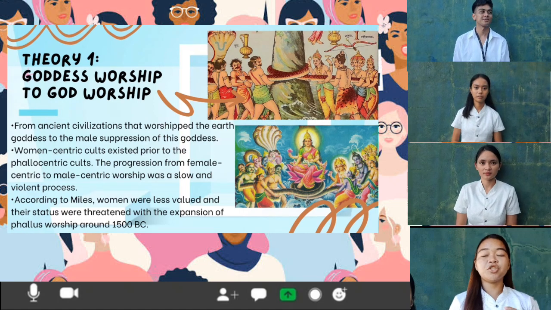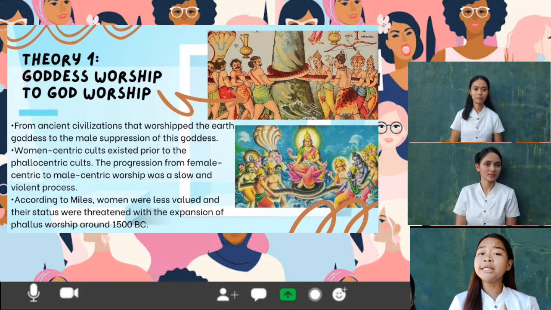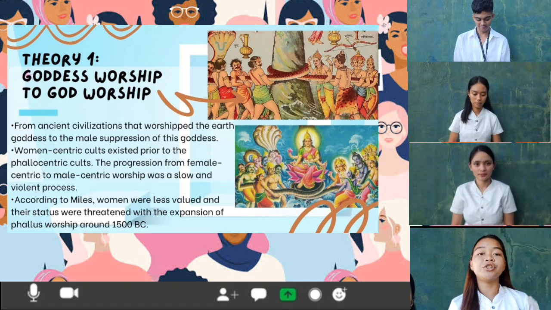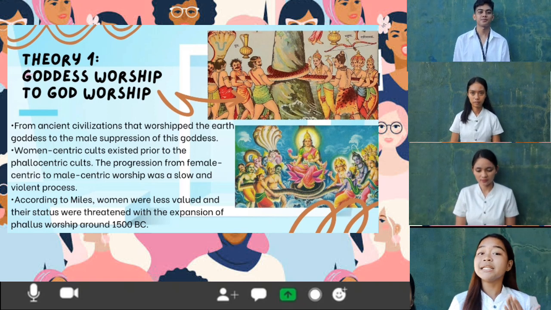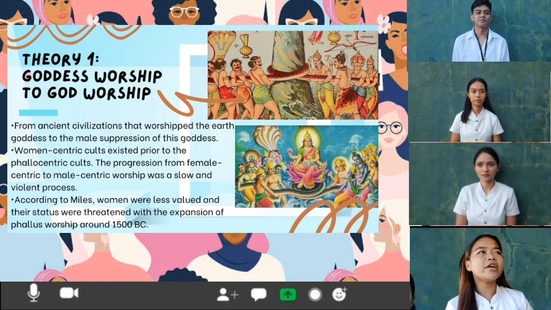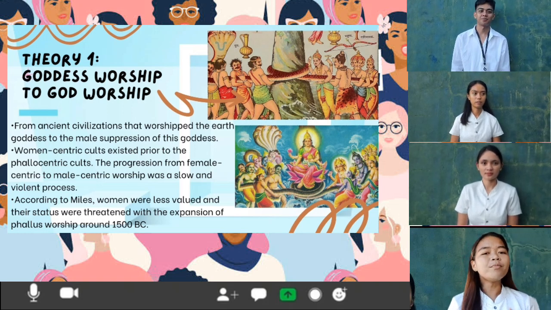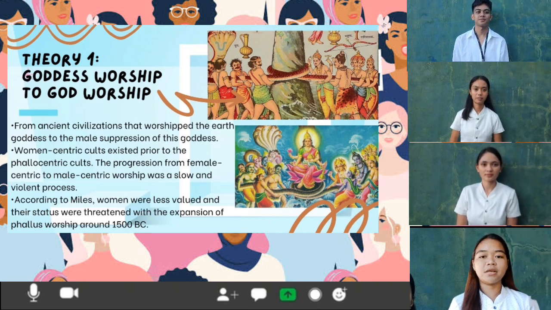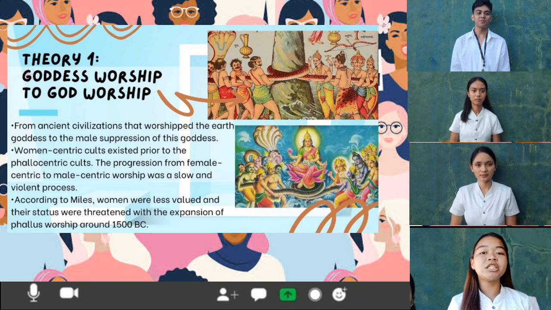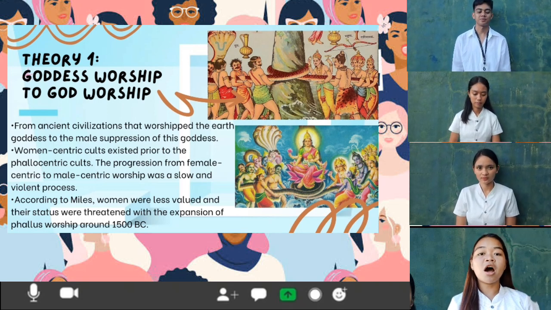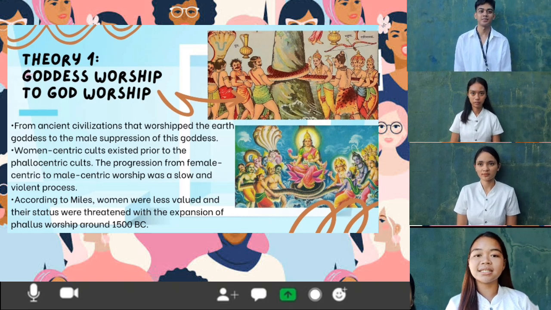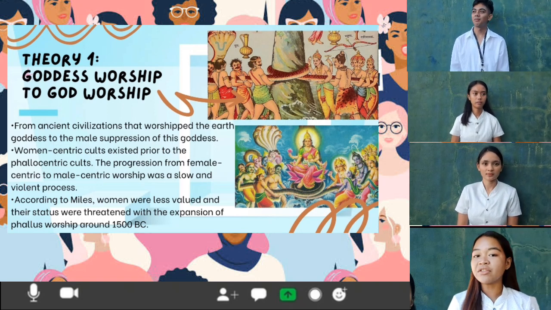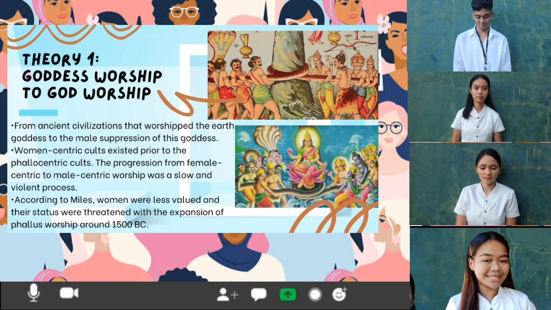There is a paradigm shift because earlier, women needed to be motivated and their family members had to be concealed to allow the woman to contribute to the nation. It could be by means of studying, getting employment, or involving in politics. One prominent theory on the oppression of women concerned the shape of paradigms. From Asian civilization that worshiped the earth goddess to the male suppression of this goddess, woman-centric cults existed prior to the phallocentric cults. The progression from female-centric to male-centric worship was a slow and violent process.